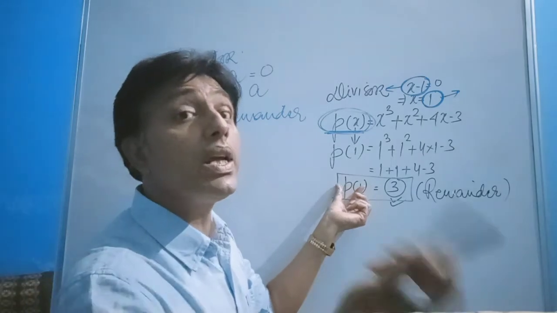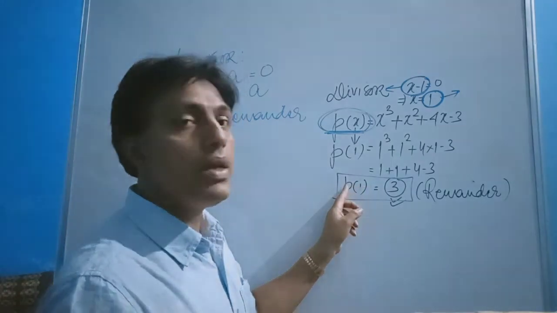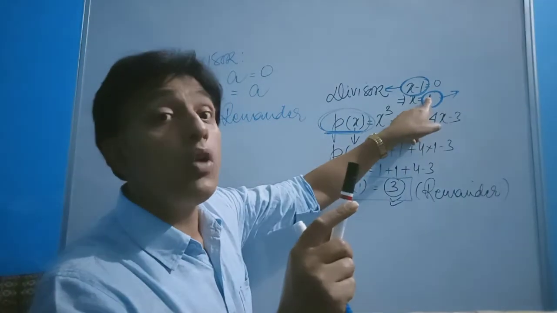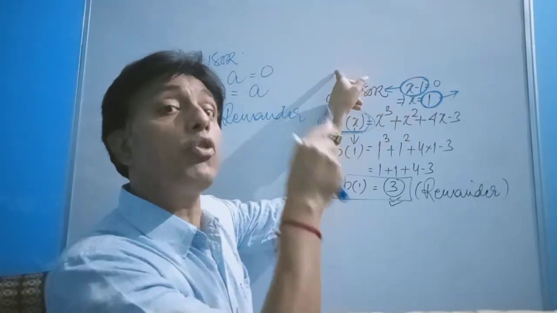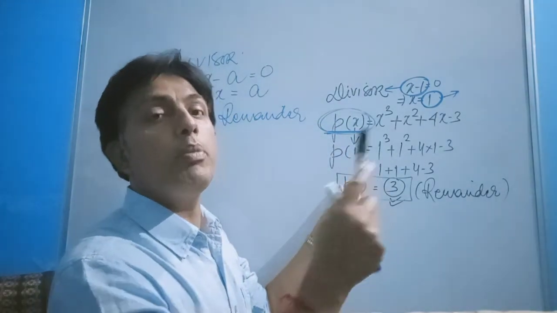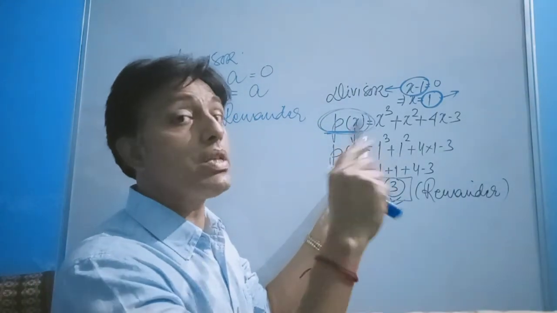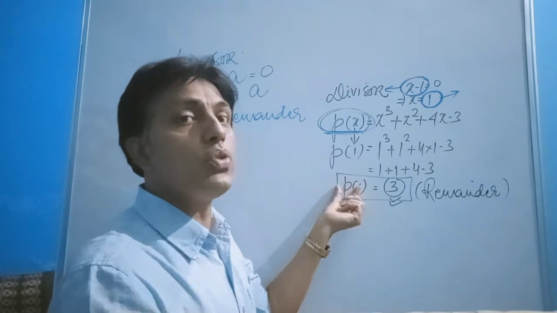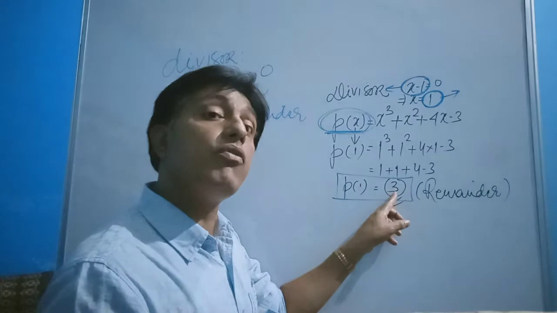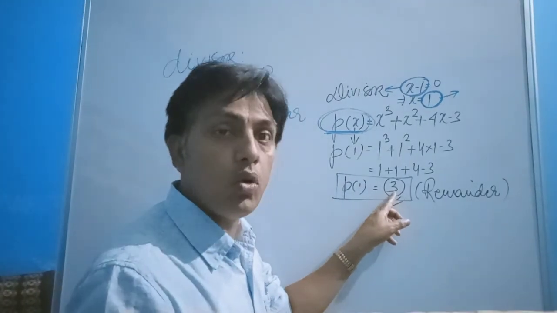How will you create the symbol? P from polynomial, 1 the value of x obtained from the divisor. So both together will be p1. That is the symbol. After substituting the value of x as 1, the simplified value will be the real value of the remainder.